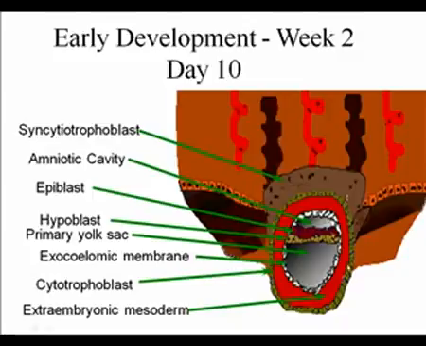Surrounding the amnioblast and exocelomic membrane, that is surrounding the embryo, and between the embryo and the placenta, a layer of mesoderm will begin to form and is called extraembryonic mesoderm.